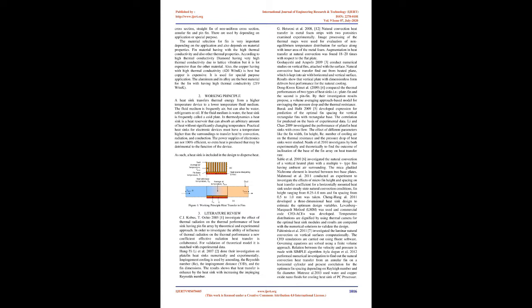In terms of high thermal conductivity, diamond has very high thermal conductivity due to lattice vibration, but it is a lot more expensive than the other materials. Also, copper has high thermal conductivity, 420 W/mK, and is the best, but copper is expensive. It is used for special purpose applications. Aluminum and its alloys are the best material for the fin, with high thermal conductivity, 219 W/mK.